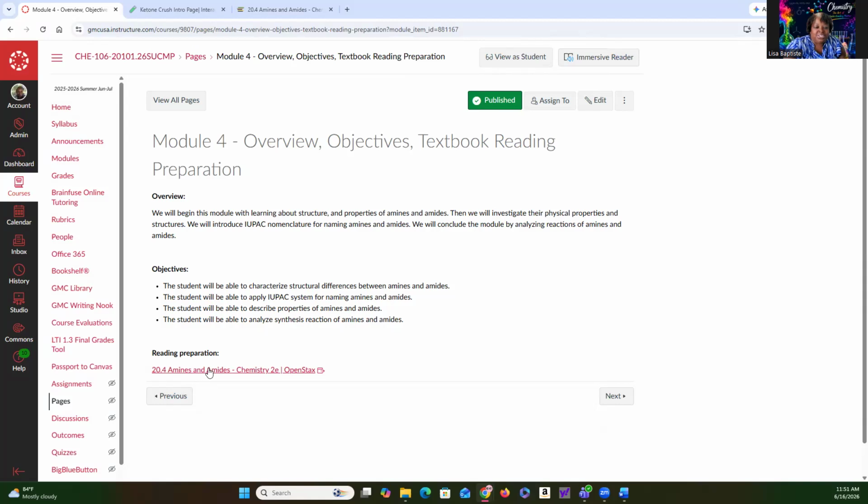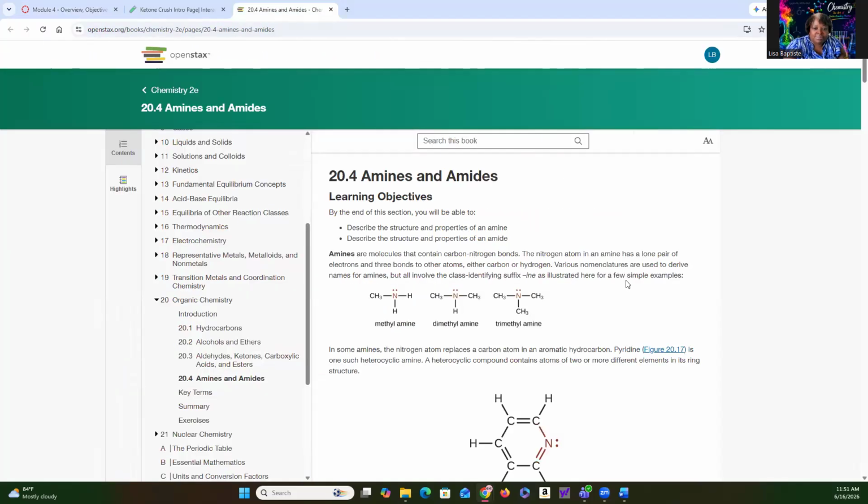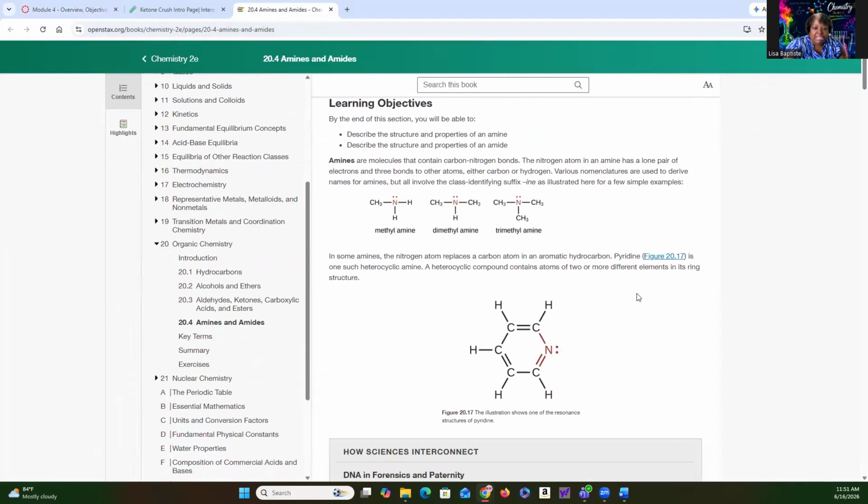And the student will be able to analyze synthesis reaction of amines and amides. So our reading is 20.4 in our chemistry book. And so I've already clicked on it. And so here it is. So here we're looking at the structure of our amines in this first part.